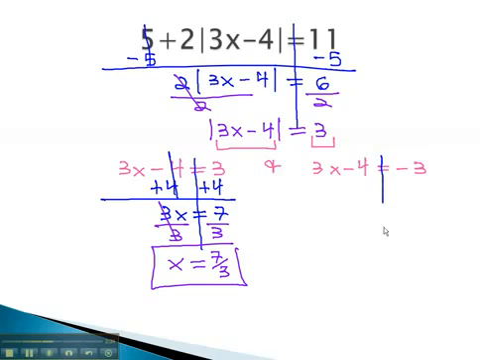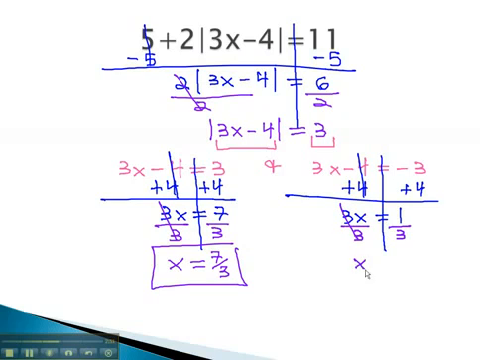Similarly, we solve the second equation to find our second answer. Start by adding 4 to both sides. We now have 3x equals 1. To get the x alone, we will divide both sides by 3. And x is equal to the fraction 1/3. We now have our two solutions, which we found by first getting the absolute value alone, and then considering the positive and negative solutions.